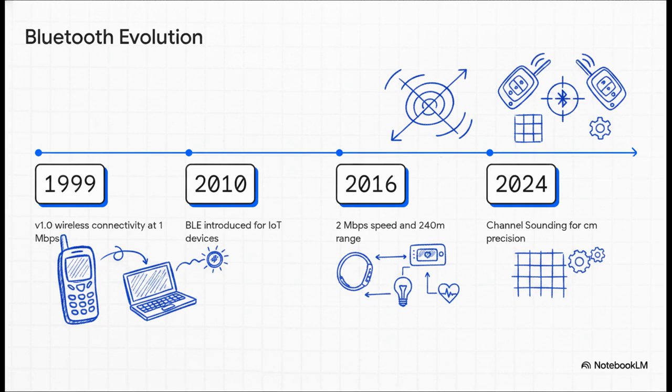Then, 2016 rolls around, version 5.0 doubles the speed and literally quadruples the theoretical range to 240 meters. And jumping ahead to 2024 and beyond, version 6.0 introduces channel sounding. This uses phase-based ranging for highly secure centimeter-level precision. It's literally the global standard that makes things like digital car keys secure enough to trust.